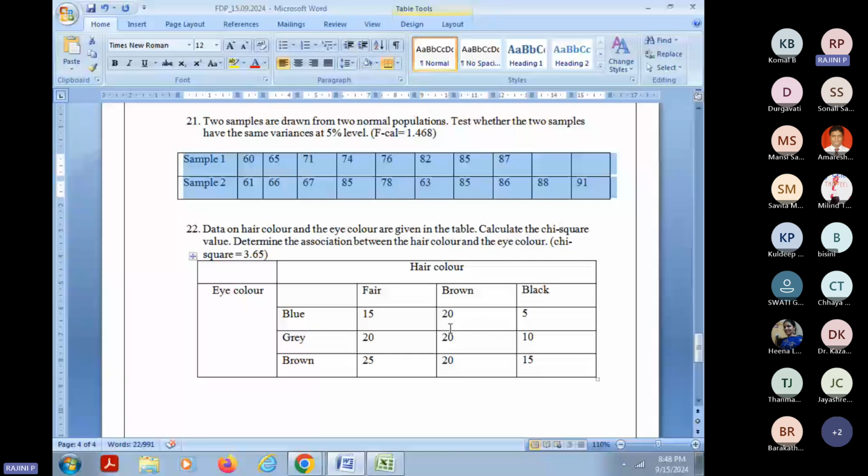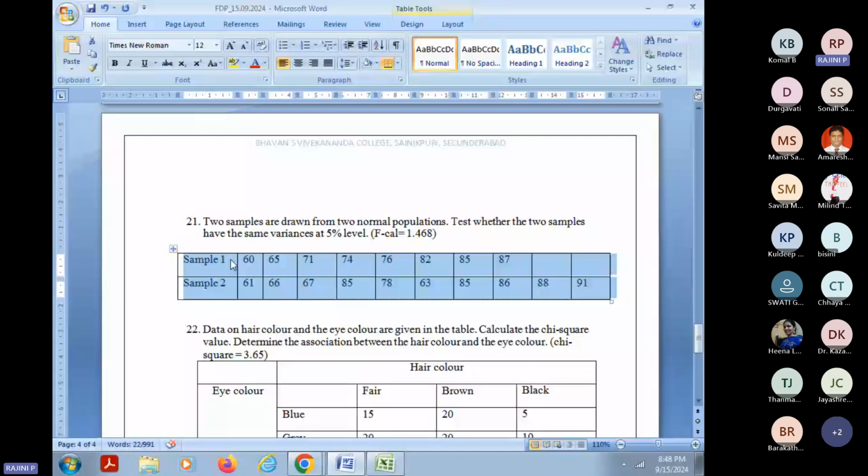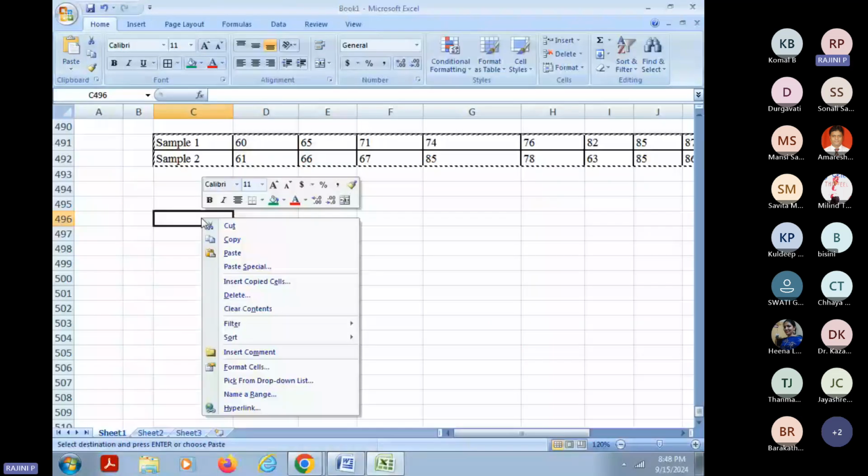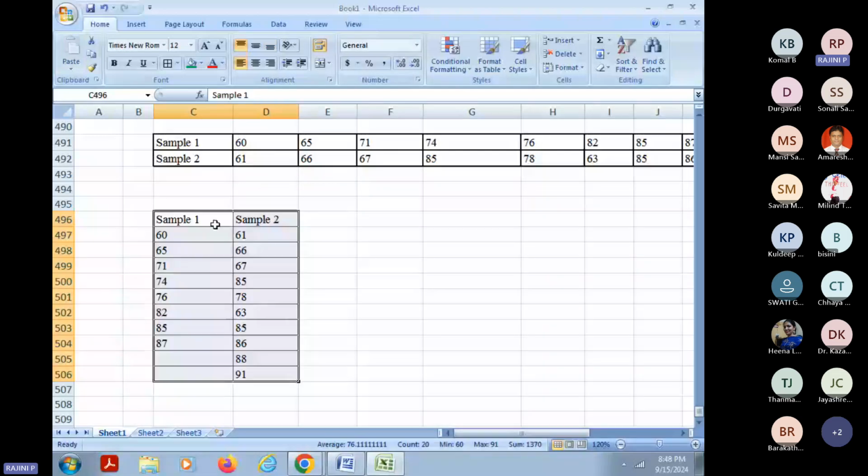Here what they're asking: two samples are drawn from two normal populations. Test whether the two samples have the same variances. You need to check whether the two samples have the same variances or not. So how can we do that? This is the data they gave. We need to check whether both the samples have the same variance or not. So with two samples and you are testing the variance, we go for the F test.